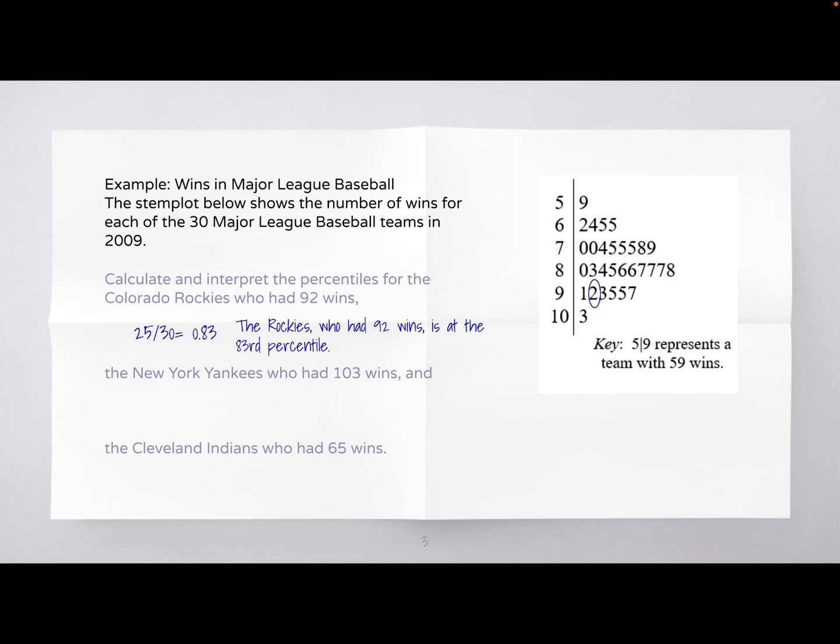Okay, New York Yankees, 103. They are the highest score. So we would write that as 30 out of 30, which is 1. So that is the 100th percentile. So they got 100% more? No, they were higher than 100% of the other teams. There we go. So the Yankees, who won 103 games, are at the 100th percentile.